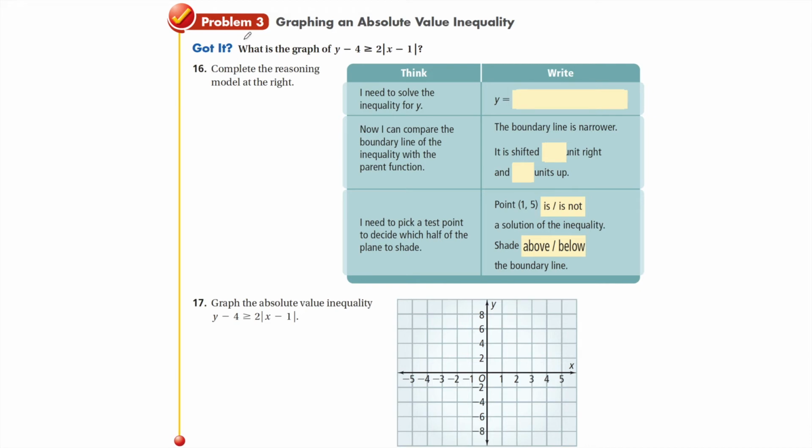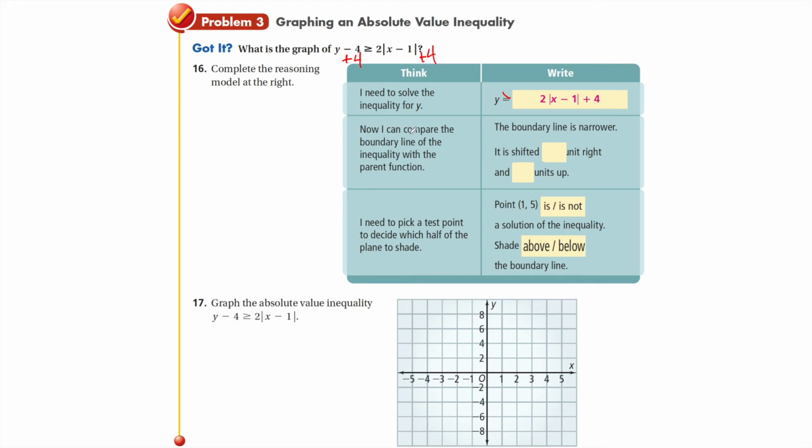So what is the graph of y minus 4 is greater than or equal to 2 times the absolute value of x minus 1? You need to solve the inequality for y. We need to get that y by itself. So I'm going to make sure that I add that 4 to both sides. And I'll get something like y is greater than or equal to 2 times the absolute value of x minus 1, plus 4. And notice they're going to use that equal to portion right here, because if you think of it like an equation, it's a-okay, because that's how you go about graphing it anyway.